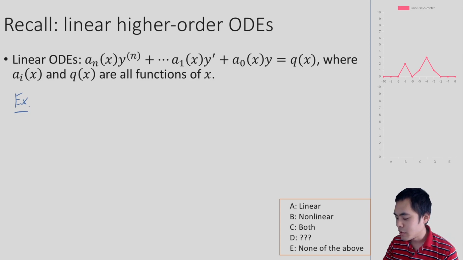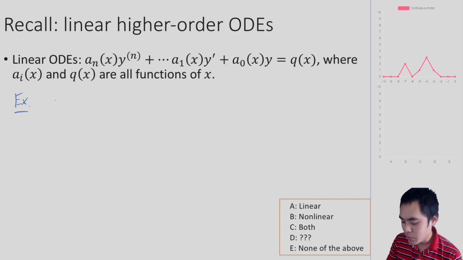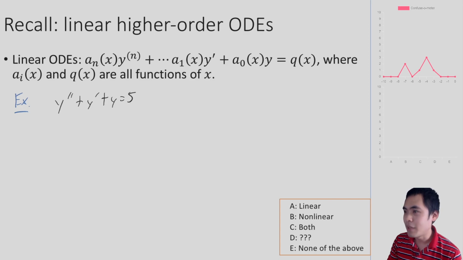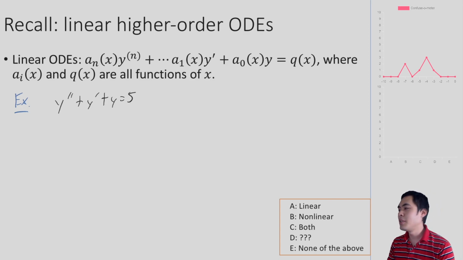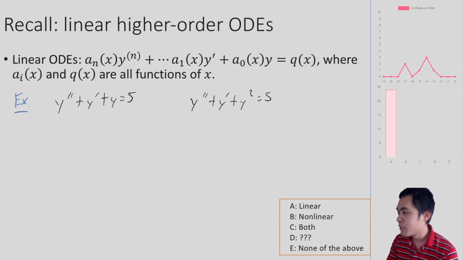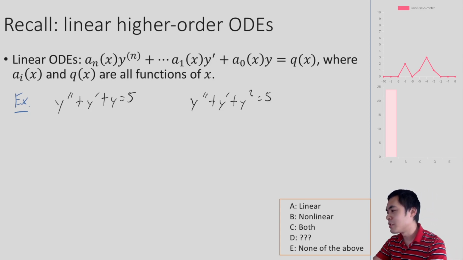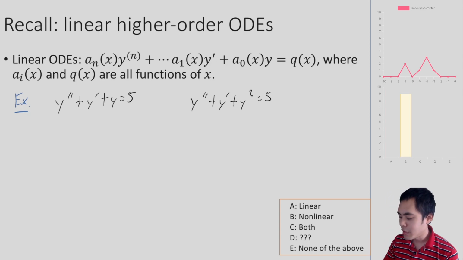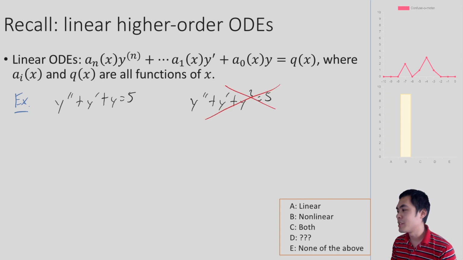Okay, so let's start with y double prime plus y prime plus y is equal to 5. Is this linear, nonlinear, or both? It looks like the overwhelming answer here is that this is linear. That is correct. What about this one? y double prime plus y squared is equal to 5. That is nonlinear because of the y squared.